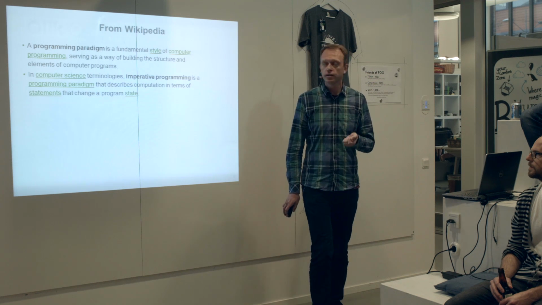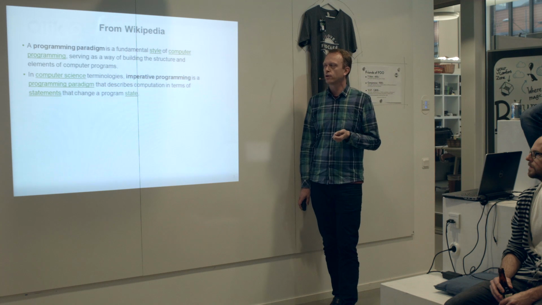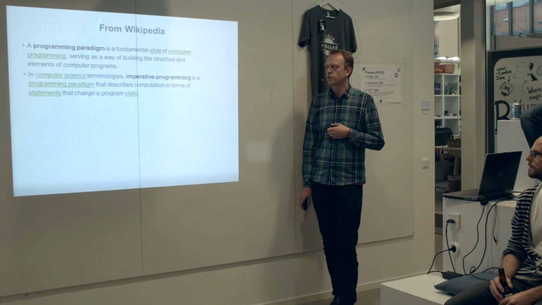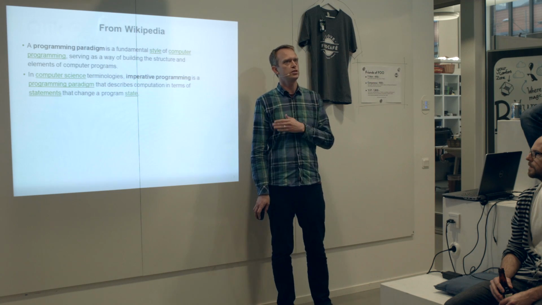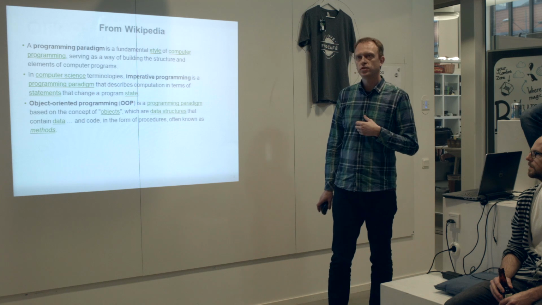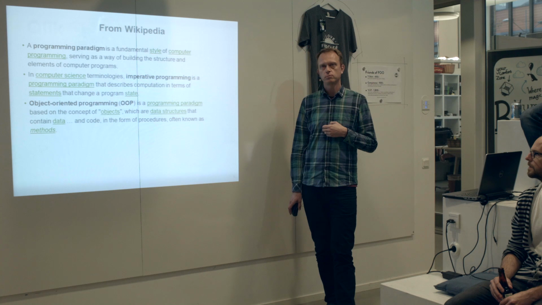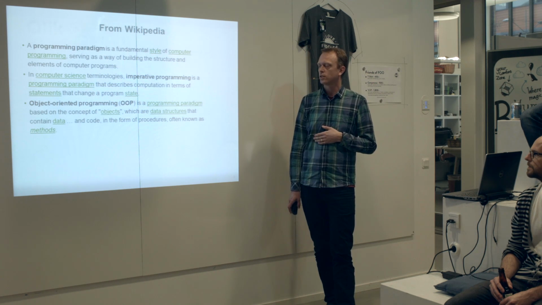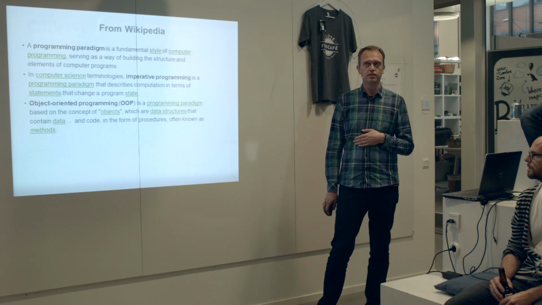Then I looked at imperative programming. Imperative programming is a programming paradigm that describes computation in terms of statements that change a program's state. So, statements that change state. Now if we move to object-oriented programming, the definition looks like this. It's a programming paradigm based on the concept of objects, and I'm sure you're all very familiar with that, which are data structures that contain data and code in the form of procedures, often known as methods.